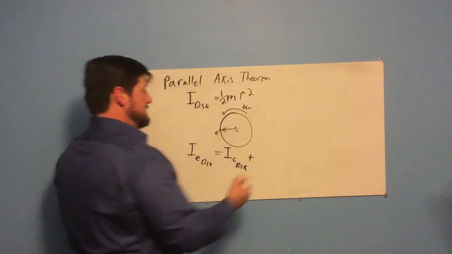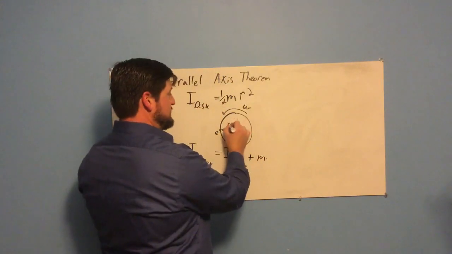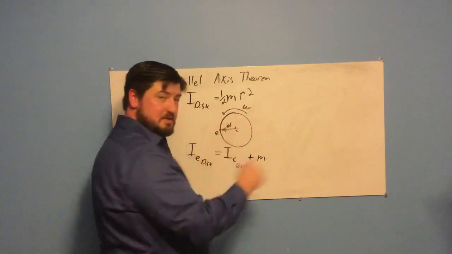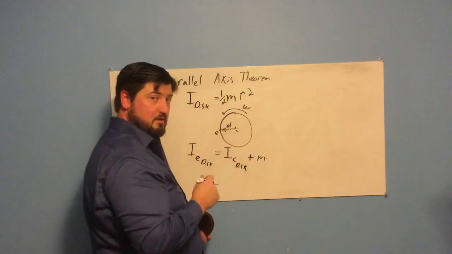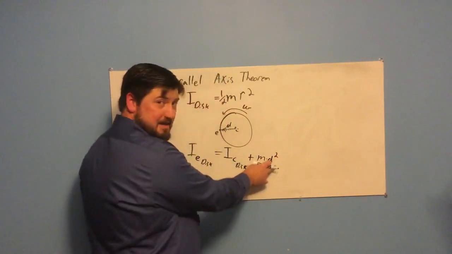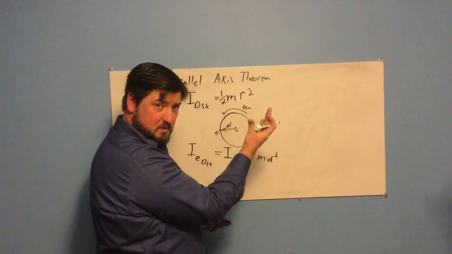plus mass times, and if this is our R here, I'm not even going to call it R. I'm going to call it D, the distance we displace it, the distance we move over. It's going to be m times d squared, because we're talking about an area, something that has an area with a disk.